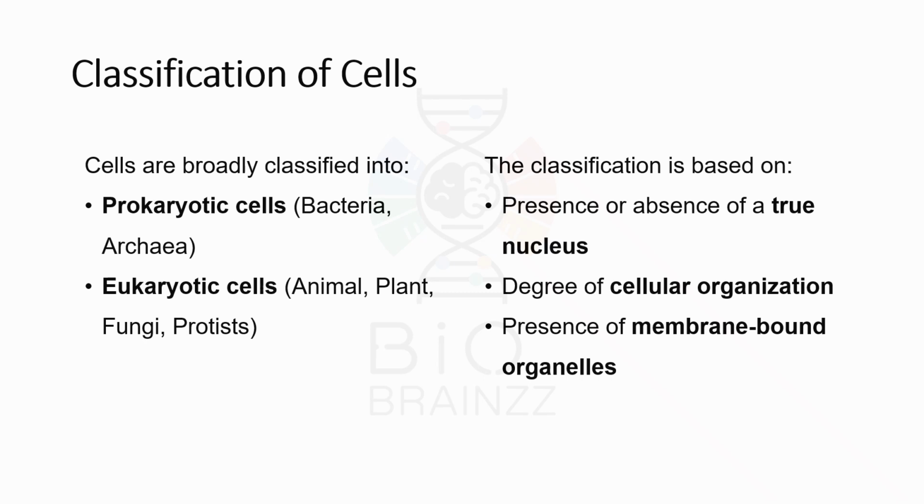The classification is based on three main factors: presence of a true nucleus, level of cellular organization, and presence of membrane-bound organelles. This is very important because if the nucleus is absent, it is prokaryotic, and if present, it is eukaryotic. This simple logic can help you solve many MCQs quickly in the exam.